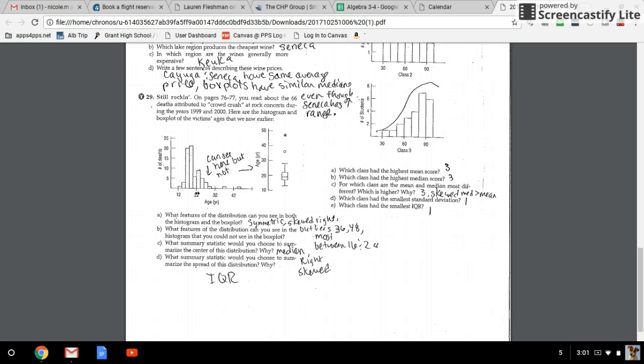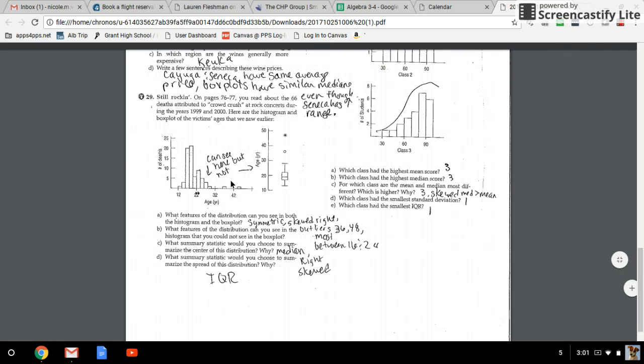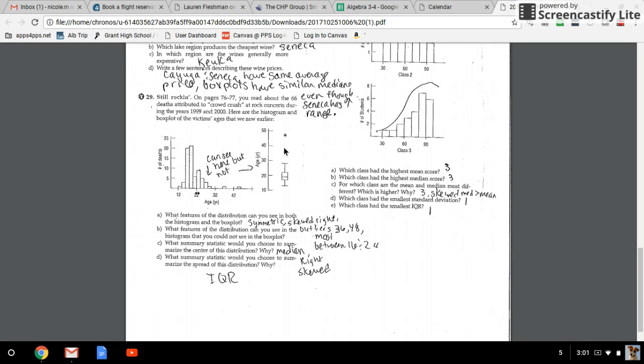So what features of the distribution can you see in both the histogram and the box plots? I can see that both of them are somewhat skewed. Looks like they're skewed right. I can see outliers right here. It says which features of the distribution can you see in the histogram that you cannot see in the box plot. So in that box plot, I can't see what I can see in the histogram, how there was some variance happening right over here, whereas in the box plot, that's just not very evident to me.